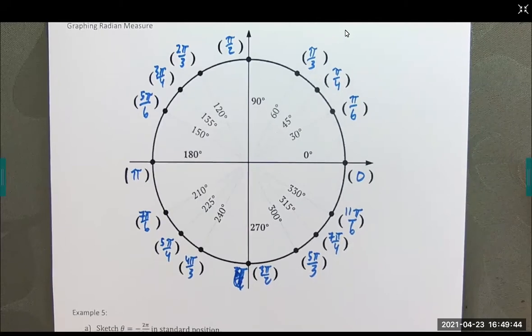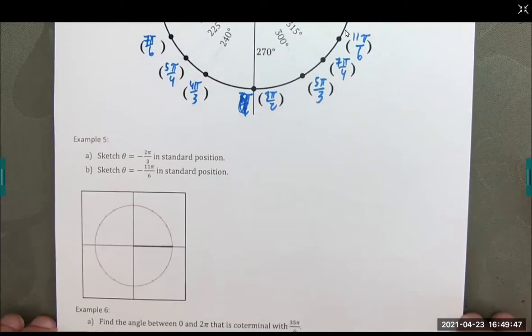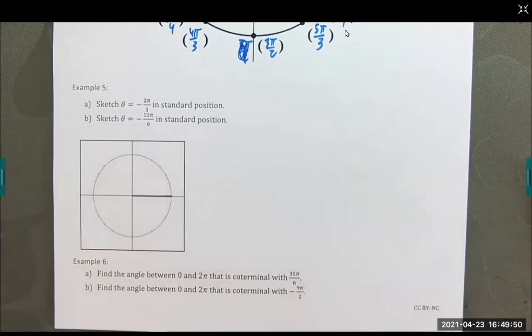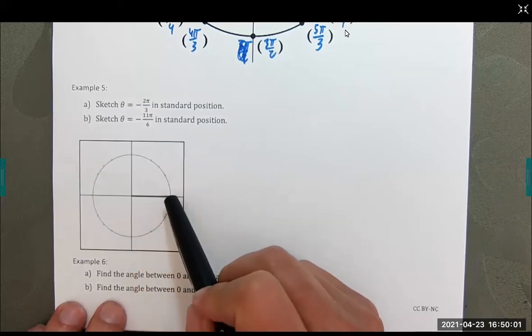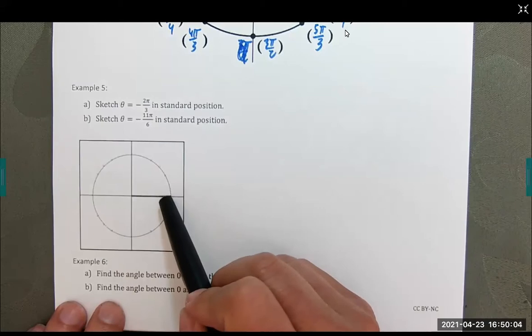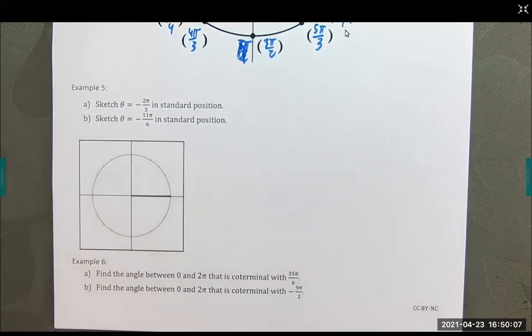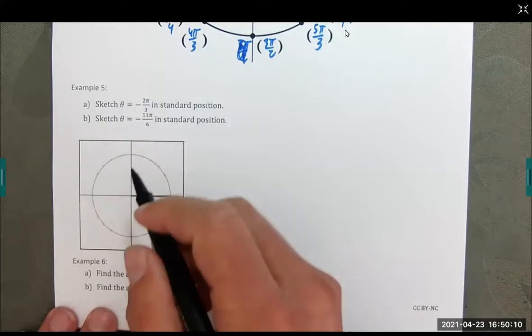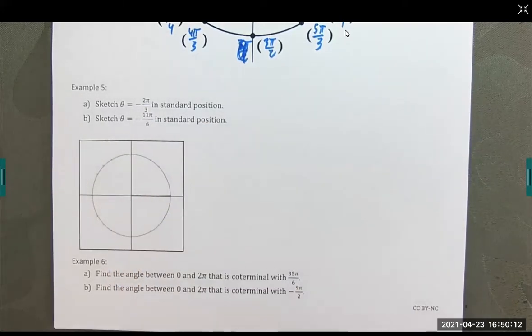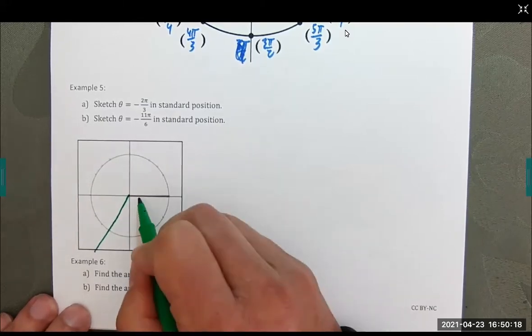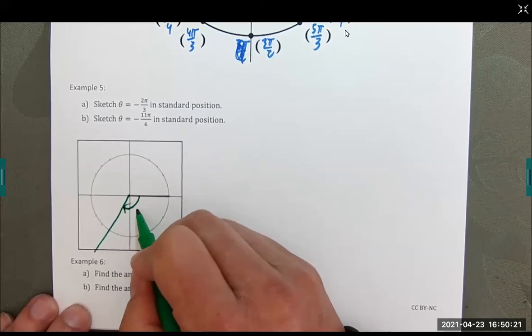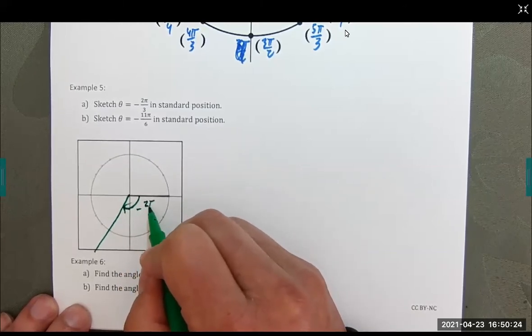And let's do some sketching and find some coterminal angles. So here we go. All right, we're going to sketch negative 2 pi over 3. Now, negative means I'm going this way. Negative pi over 2 is down here, and 2 pi over 3 is larger than that. So that's actually a 60-degree reference angle because it's over 3. And let's do color. That's actually going to be this one here. Negative 2 pi over 3.